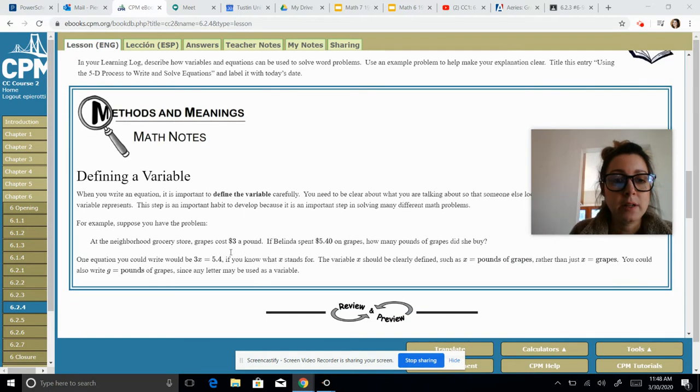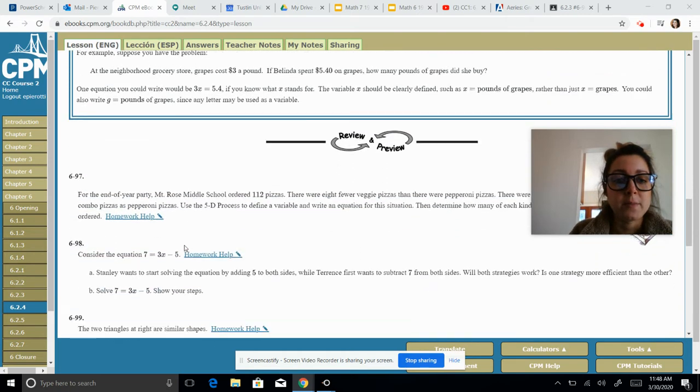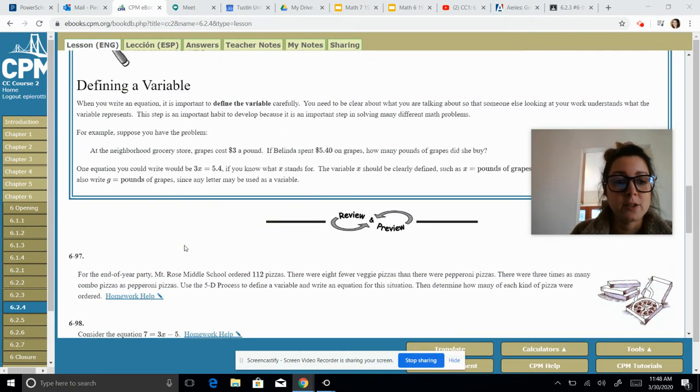For example, grapes cost $3 a pound. If Belinda spent $5.40 on grapes, how many pounds of grapes did she buy? So how to turn that into an equation. So I would go back and look at those math notes if you are still having trouble, especially with homework problem 6-97. So I'm just going to help you get started on 97. I'm not going to do the whole thing for you.